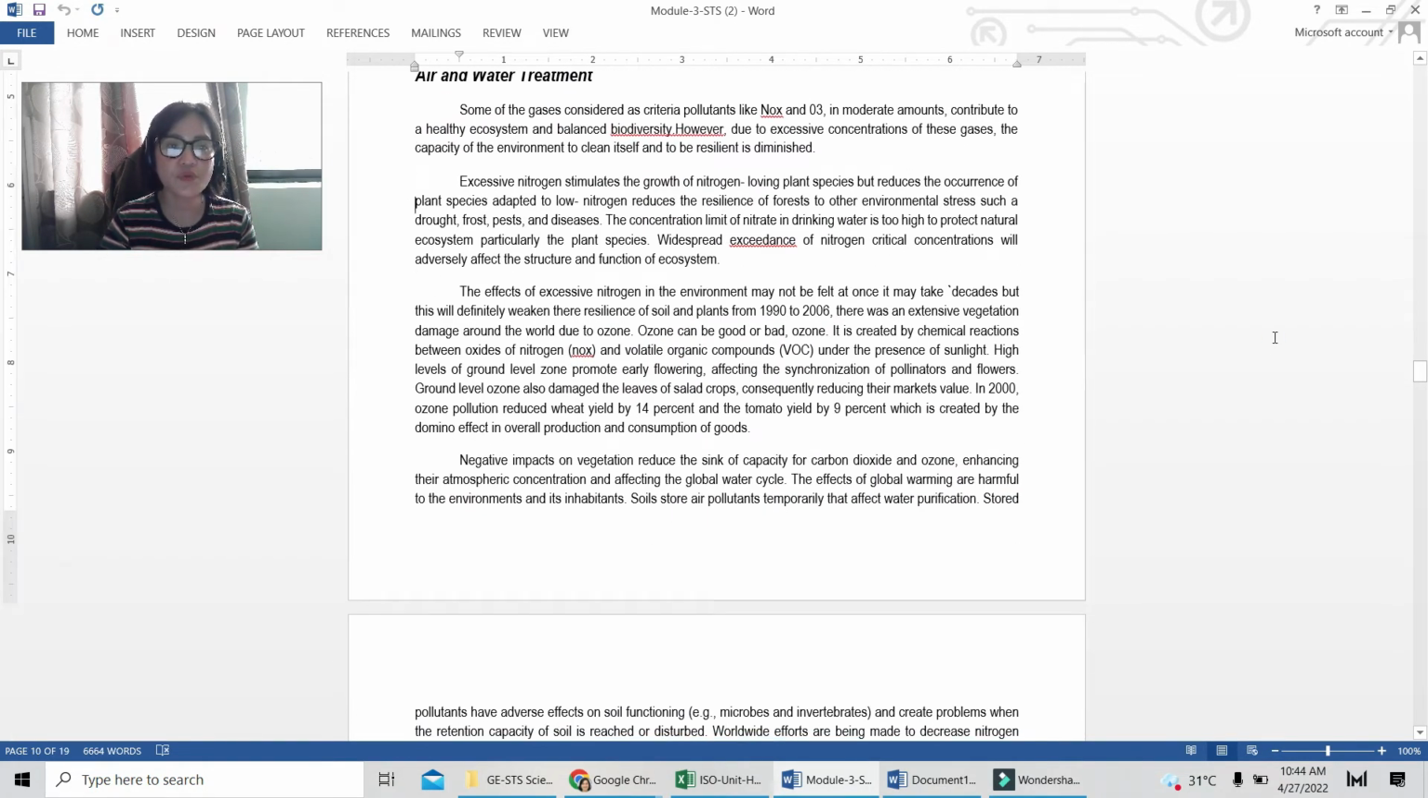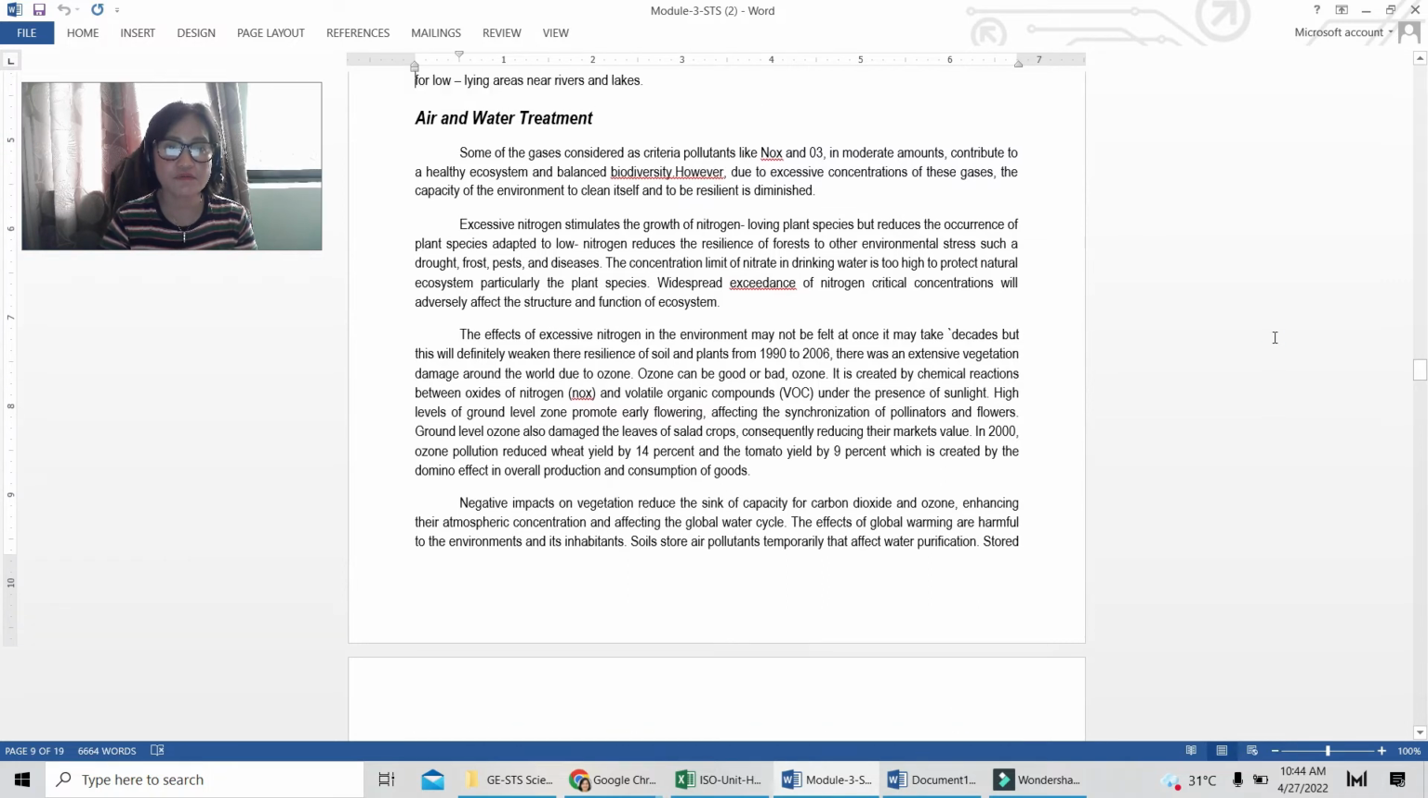So air and water treatment is also part of the biodiversity that we have right now. This is also a basic need for humans. Some of the gases considered as criteria pollutants, such as NOx and O3, in moderate amounts contribute to a healthy ecosystem and balanced biodiversity. However, due to excessive concentration of these gases, the capacity of the environment to cleanse itself and to be resilient is diminished.